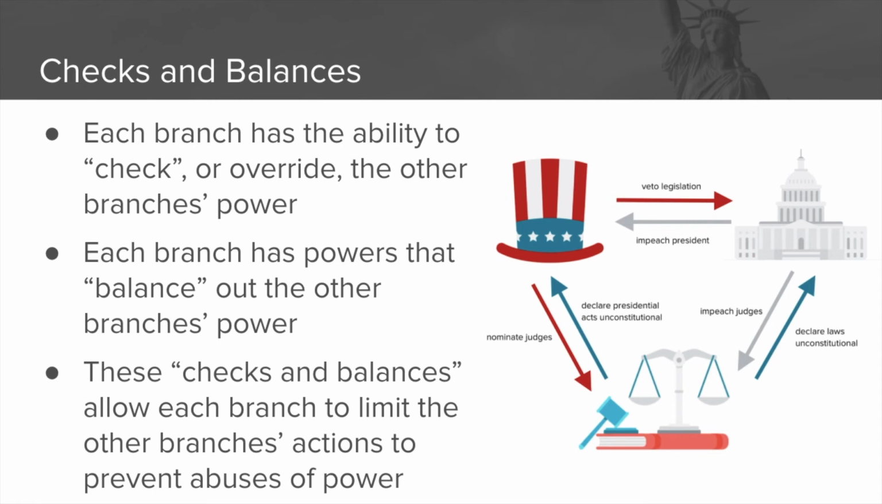So basically, if you look at some of these arrows, you see that the executive branch has the power to veto legislation passed by the legislature, whereas the legislature has the power to check the president's power by impeaching that person. And so you see that the executive branch has the power to nominate judges, which kind of checks the power of the judiciary, and the judiciary has the power to declare presidential actions unconstitutional, which prevents the president from becoming too powerful. And then you also see that the legislature has the power to impeach judges. So if judges are abusing their power, the legislature can step in, and then the judicial branch has the power to declare laws unconstitutional. So the legislature can't just act in ways that disregard our Constitution.